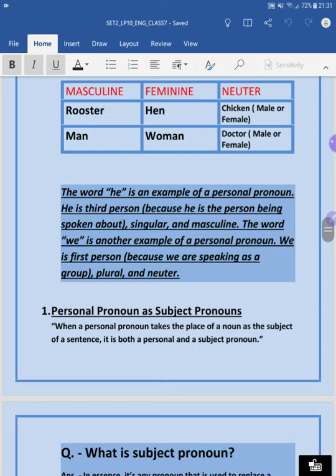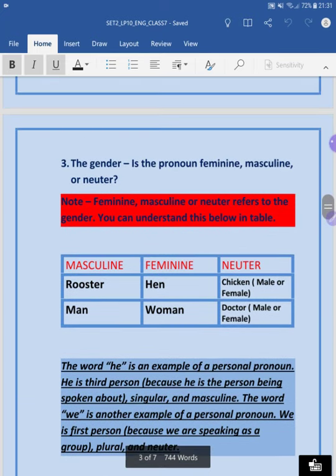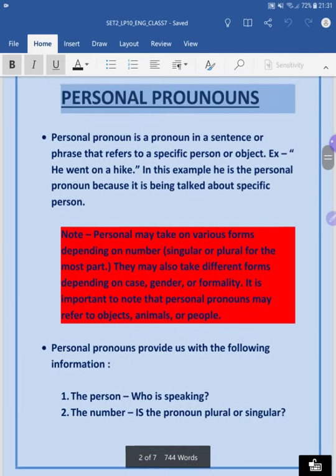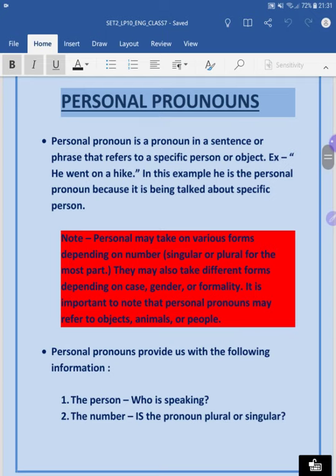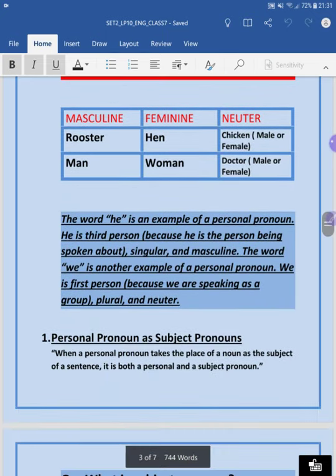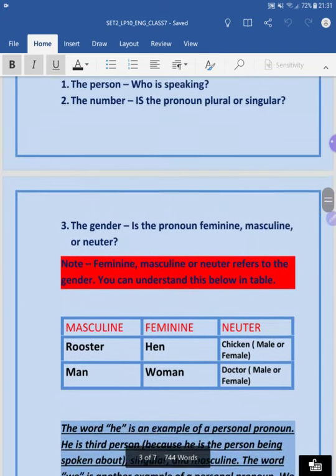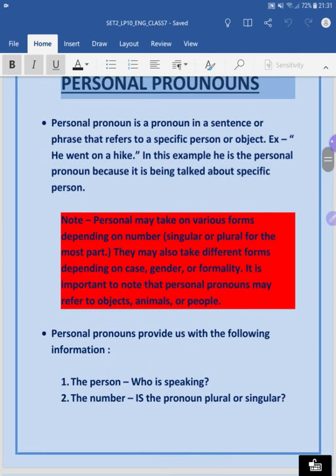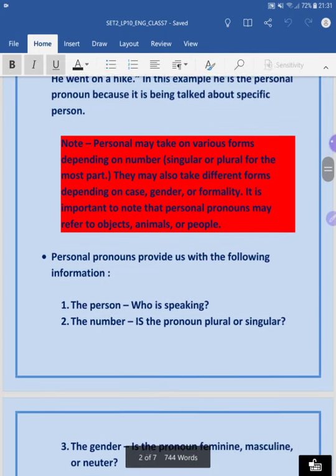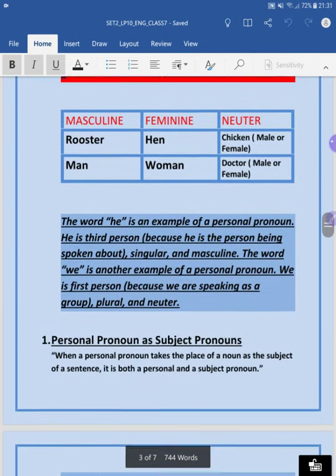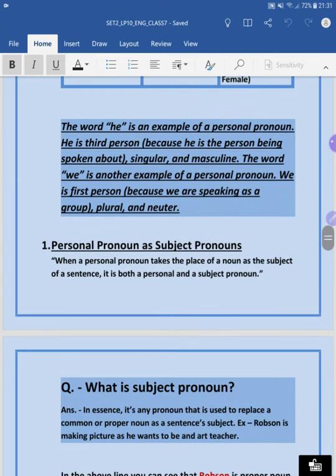So next point is personal pronoun as subject pronouns. I have described it, whatever you have read in the above page. Personal pronouns as a subject. When a personal pronoun takes the place of noun as the subject of a sentence, it is both a personal and subject pronoun. So we may call the personal pronoun as the subject pronouns.